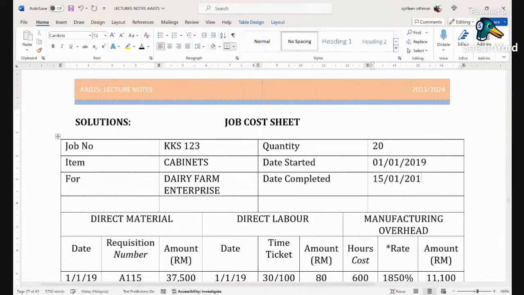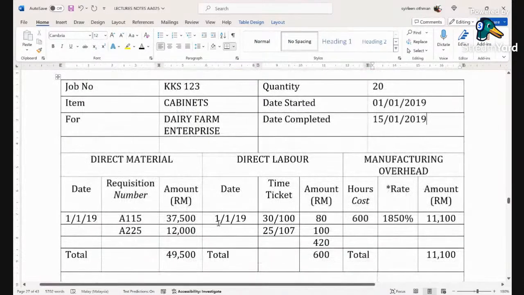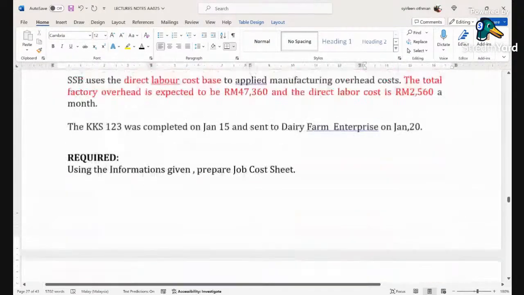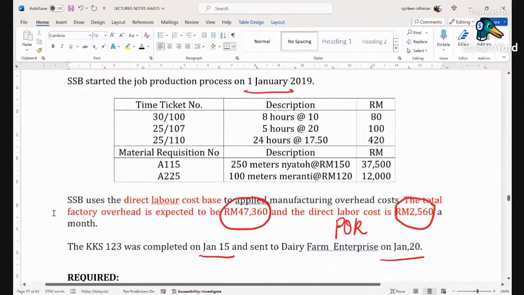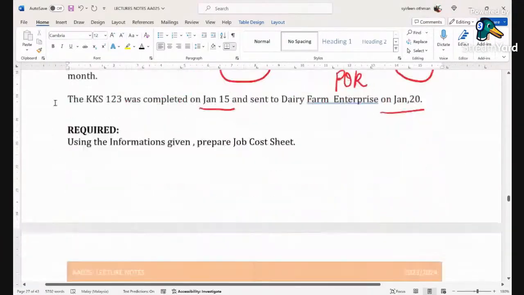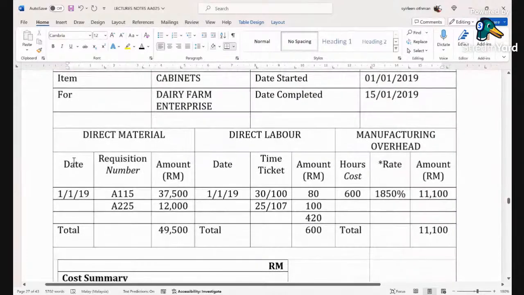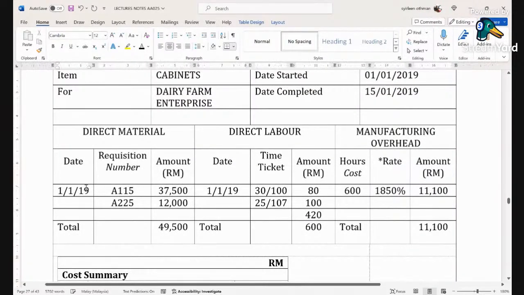Okay, alright. So your direct material requisition form, kalau you tengok dalam soalan tadi, kita akan start proses ni ialah 1 Januari, right? Jadi, tarikh dia ialah 1st of January 2019. So, kita ada dua item, the same date, jadi tulis tarikh sekali saja. Okay, so item ni ialah 37,500 dan 12,000. So, kita akan dapat 49,500. This is for your direct material.